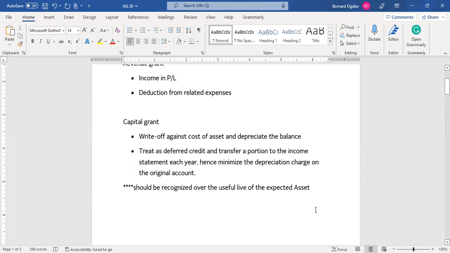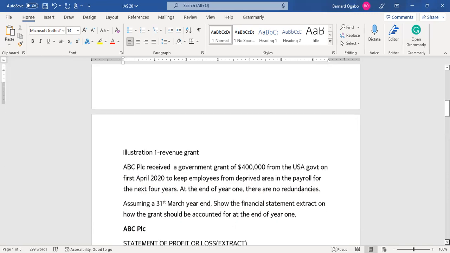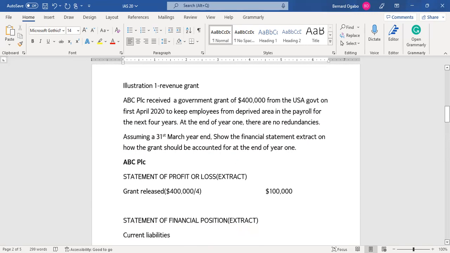So let's put these rules in a technical explanation for now. Illustration one relates to revenue grant. It says ABC PLC received a government grant of 400,000 from the US government on the 1st of April 2020 to keep employees from a deprived area on the payroll for the next 4 years. So technically, if this grant is for 4 years, then the best assumption is that it's going to cost me 100,000 per year to keep staff on the payroll for 4 years.